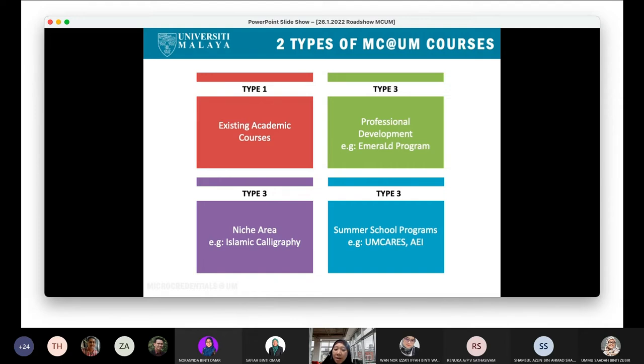Type three are standalone courses. This could be, for example, professional development courses. For example, in ADEC, we run the Emerald program for the new lecturers. There are 14 modules in that Emerald program, and we would like to develop it as a professional development MC, microcredential. Or you may want to think about your faculty's or your program's niche area. It may not be related to an existing academic course, but you are known for that expertise. For example, Islamic calligraphy by APM, Akademi Pengajian Melayu. This is one of the popular courses on our UM FutureLearn platform.